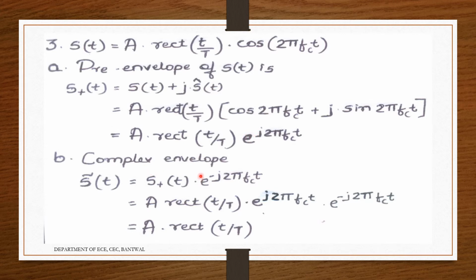Now the complex envelope is nothing but s cap of t, equal to s plus of t into e raised to minus j 2 pi f c t. That is nothing but A rect of t by capital T into e raised to j 2 pi f c t, the same thing, into e raised to minus j 2 pi f c t. This and this get cancelled. That is equal to A into rect of t by capital T.